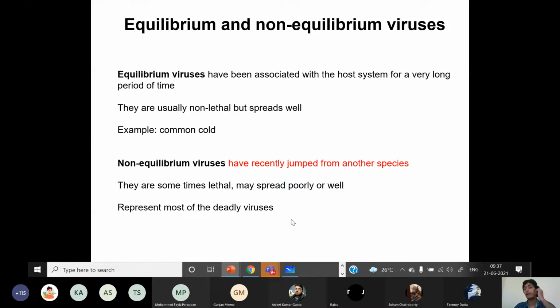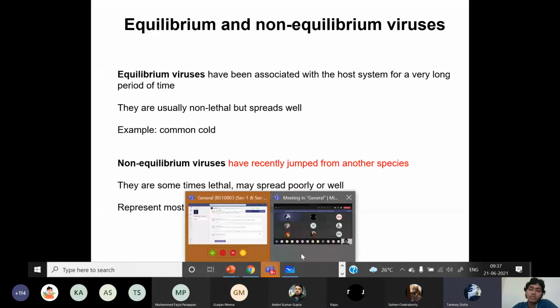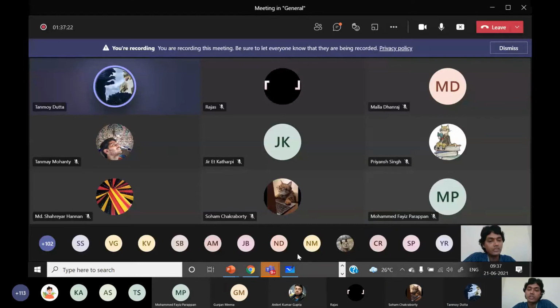Say, for example, SARS-CoV-2. So what do you say? Is this equilibrium or non-equilibrium? So they are non-equilibrium. They spread well, however, even if they are non-equilibrium. Yeah, this is non-equilibrium because this is lethal actually, because common cold is not lethal, whereas the percentage is low or high, but this is lethal. So this should be categorized under non-equilibrium viruses. Okay.